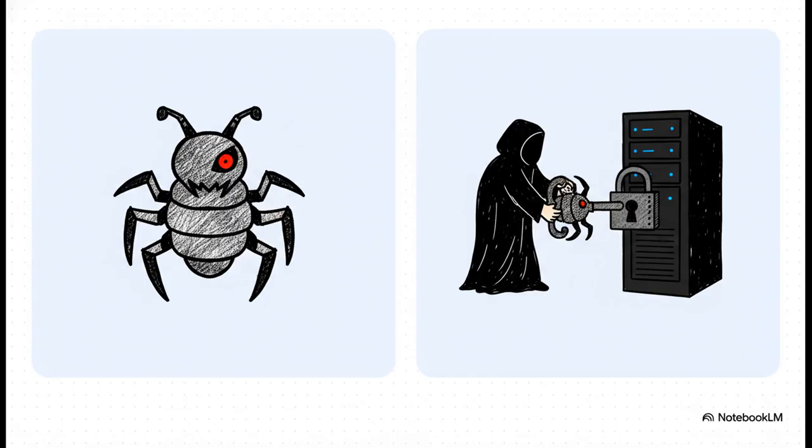Think of it like this. Malware is the crowbar, and intrusion is the actual act of prying open the door and walking into the house. One is the tool, the other is the action. And a lot of the time, malware is the tool that makes the intrusion possible.